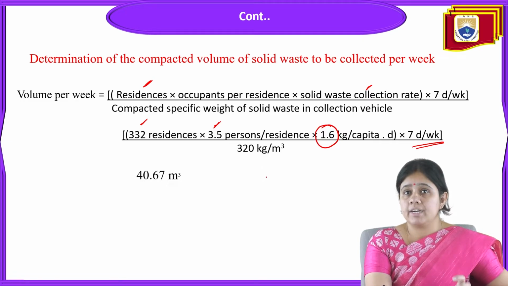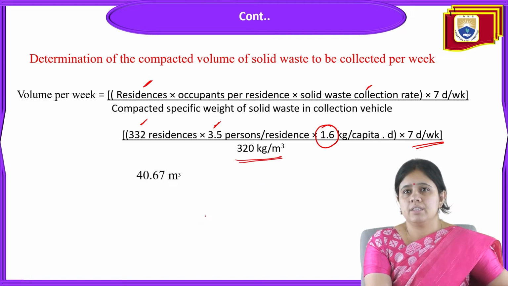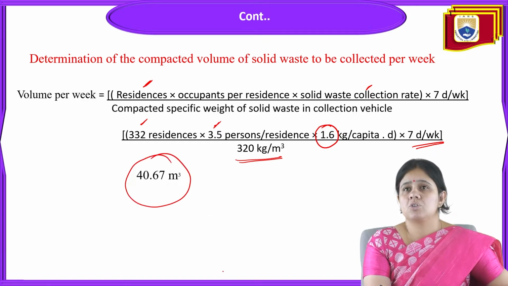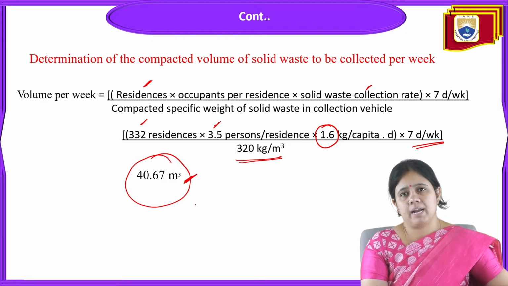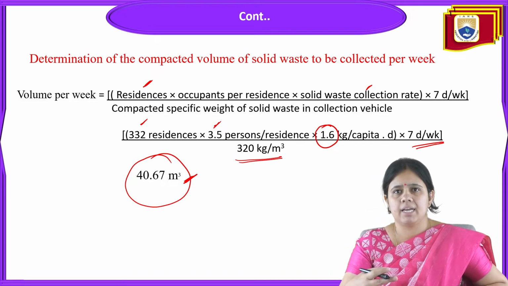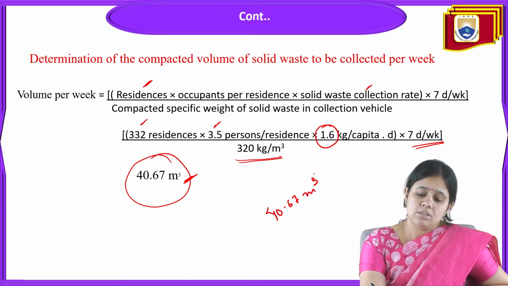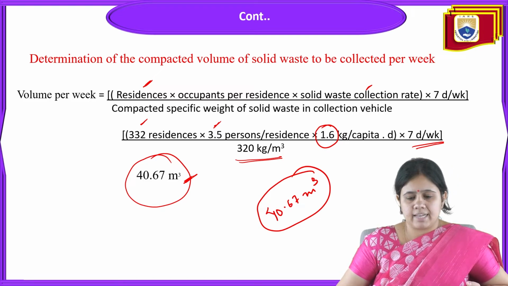And it is already given that the specific weight of solid waste in the collection vehicle is 320 kg per meter cube. So in this way, we'll calculate that the compacted volume of the solid waste to be collected per week is 40.67 meter cube. So from that area, the total amount of compacted solid waste is 40.67 meter cube. This much capacity of solid waste can be taken by the vehicles that are coming to collect waste from that area. 40.67 meter cube of waste they can haul.